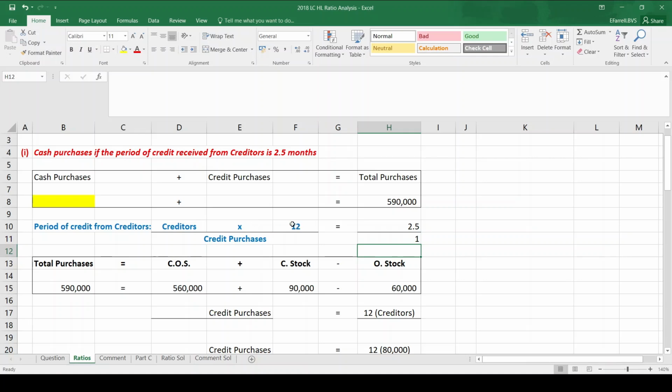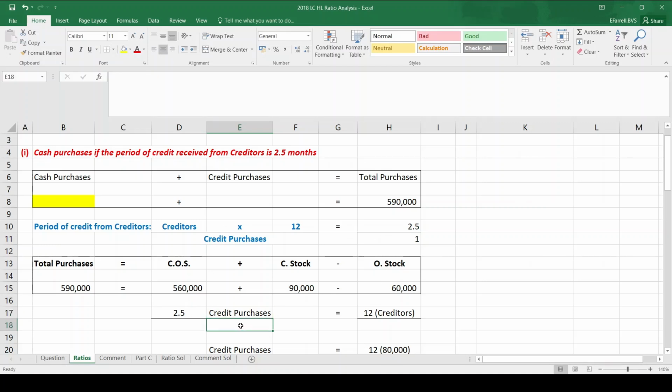So 12 times creditors by 1 is just 12 times creditors. And that's equal to 2.5 times credit purchases. And again, I'd usually start off by saying that I do this side first of all, because we're looking for credit purchases. So whatever I'm looking for, I keep on the left-hand side. So I would start off by saying 2.5 times credit purchases is equal to 12 times creditors by 1, which is 12 times creditors.